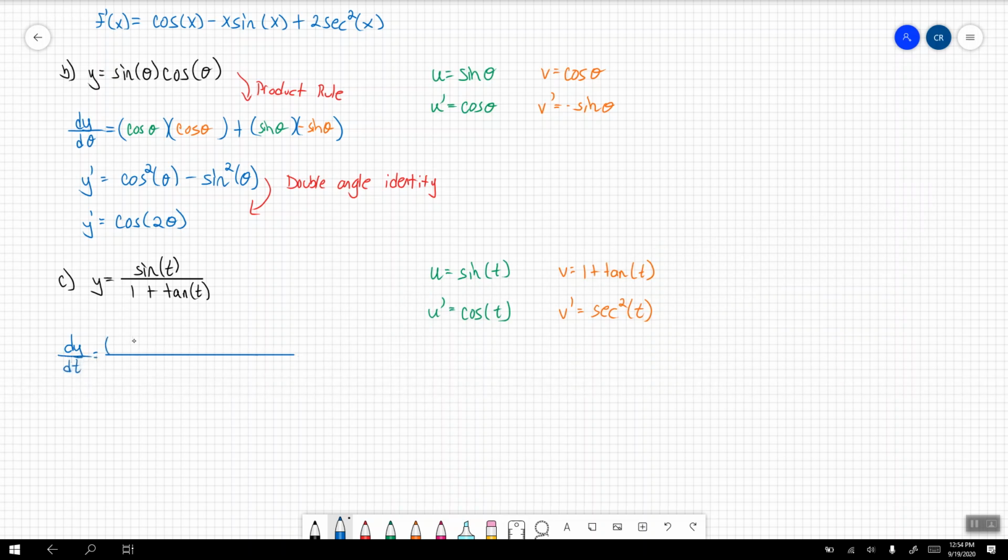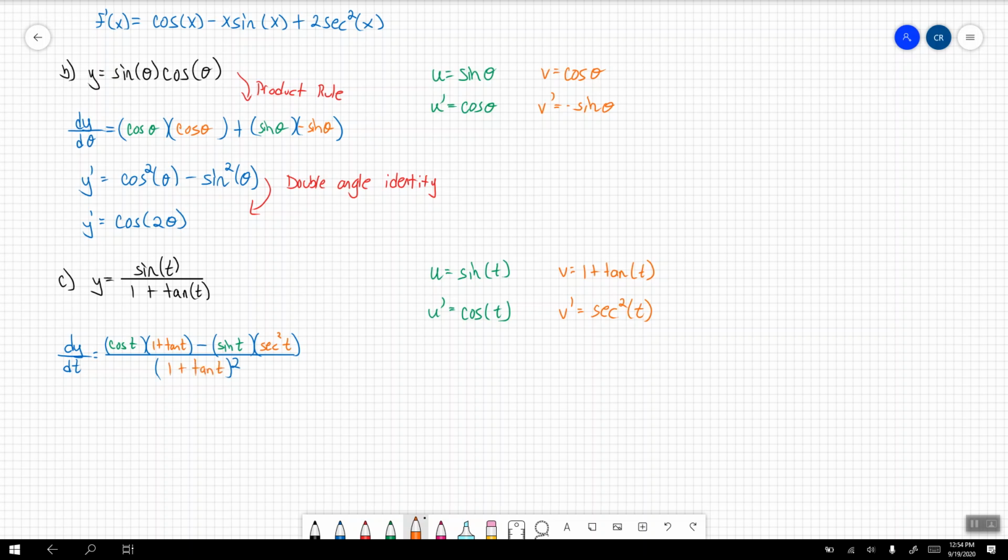Okay, so I'm going to have a function multiplied up top times a function at the bottom times another derivative and another function. So let's find out what those functions are. Alright, so derivative of top, that's cosine of t, times the bottom function, which is 1 plus tangent of t, minus the top function, which is sine of t, times the derivative of the bottom function, which is secant squared t, divided by the bottom function squared.